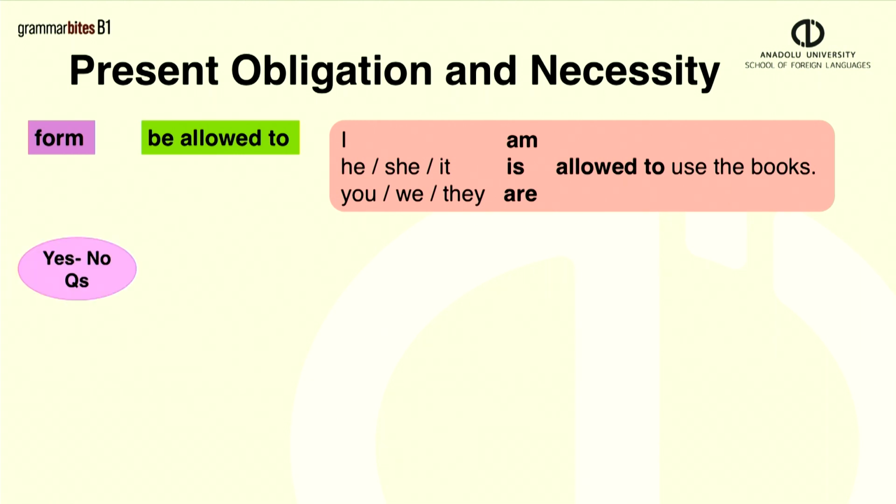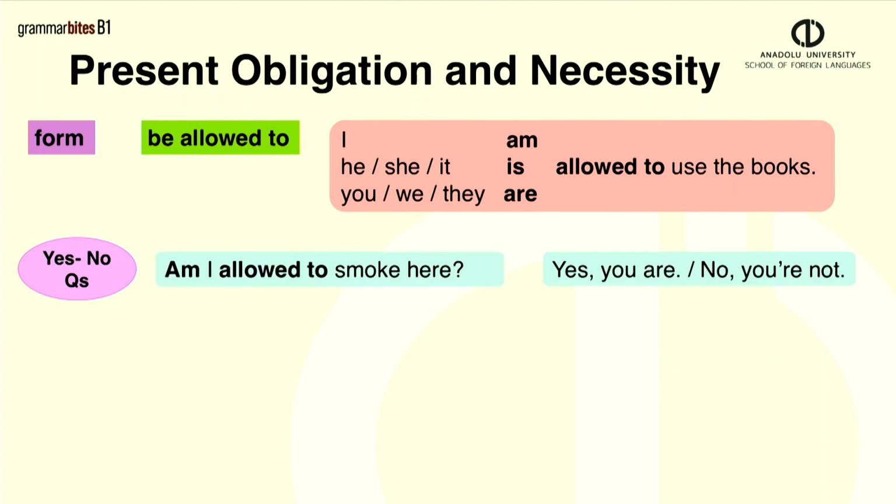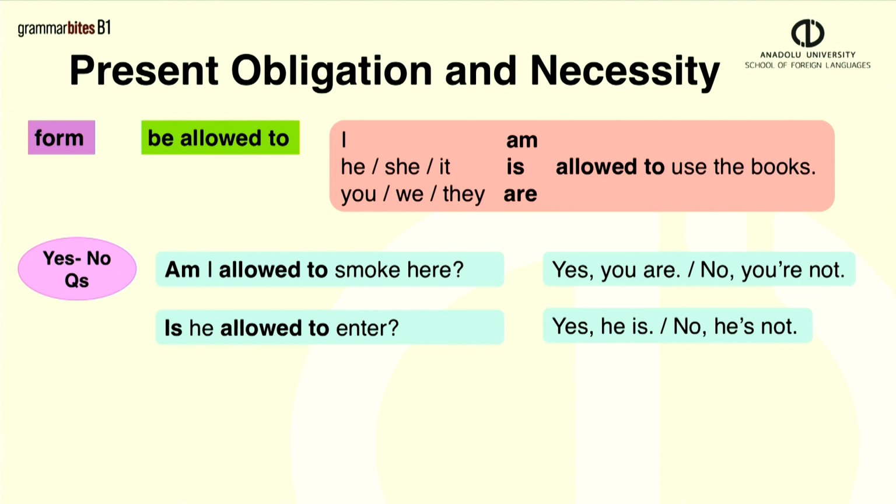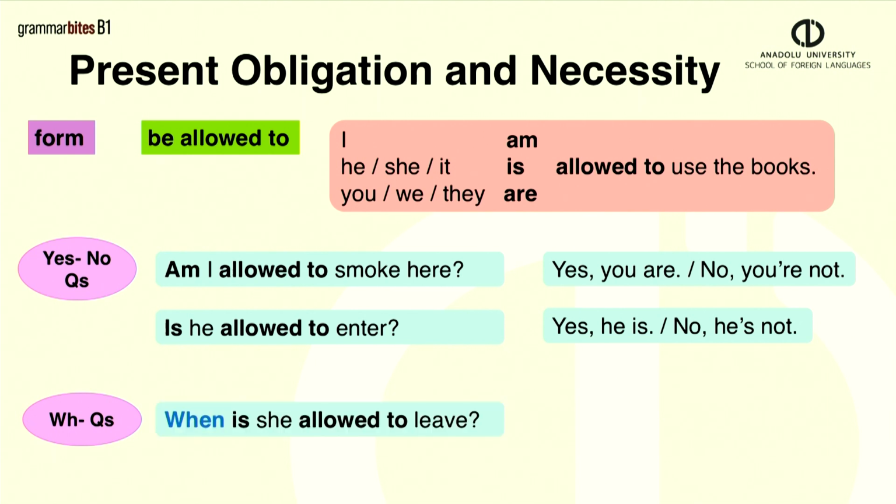To make yes-no questions, we use am, is, are at the beginning. Am I allowed to smoke here? Yes, you are. No, you're not. Is he allowed to enter? Yes, he is. No, he is not. For WH questions, we use question words. When is she allowed to leave?